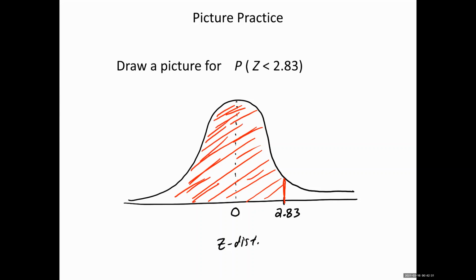And how far to the left do you go? Forever. So all of this, don't get too crazy, but just remember, at least in your mind, that the shading goes to the left forever. Okay, so that probability notation is this area, which I haven't taught you how to find yet. That's our next part of the lesson, but one thing at a time.